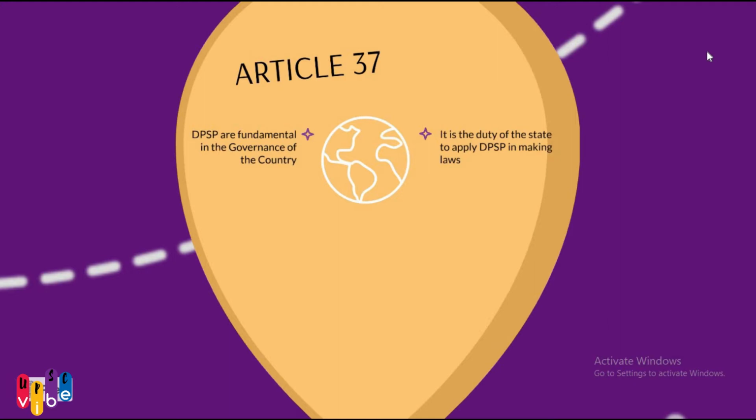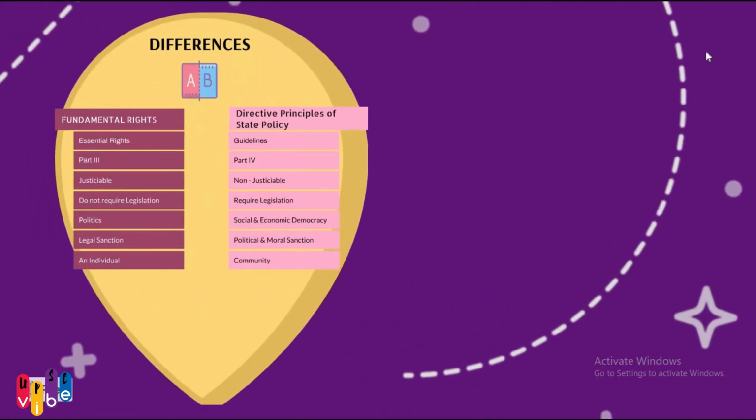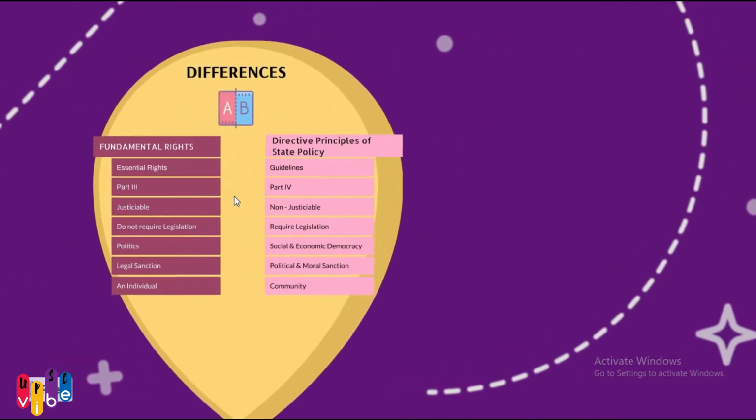Article 37 makes it clear that DPSP are fundamental in the governance of the country, and it is the duty of the state to apply DPSP in making laws. In the next slide, we will talk about the differences between fundamental rights and DPSP.